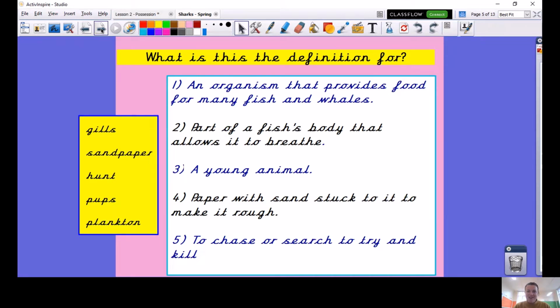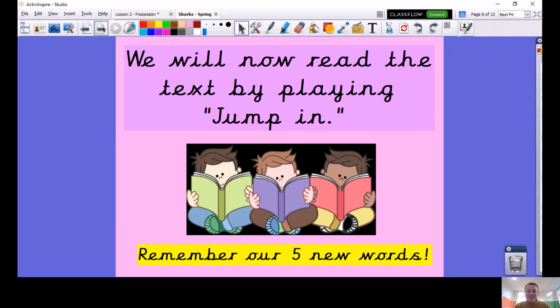Next definition, a young animal. Again, you're right, it's a pup. Well done. And other animals also have pups, such as dogs. So it's not just sharks. Next definition. Paper with sand stuck to it to make it rough. This one's an easier one. Paper with sand on it. It's sandpaper. And finally, to chase or search to try and kill. Well, we only have one word left. What word do we have left? You got it. It's hunt. The word is hunt. We're now going to play Jump In.